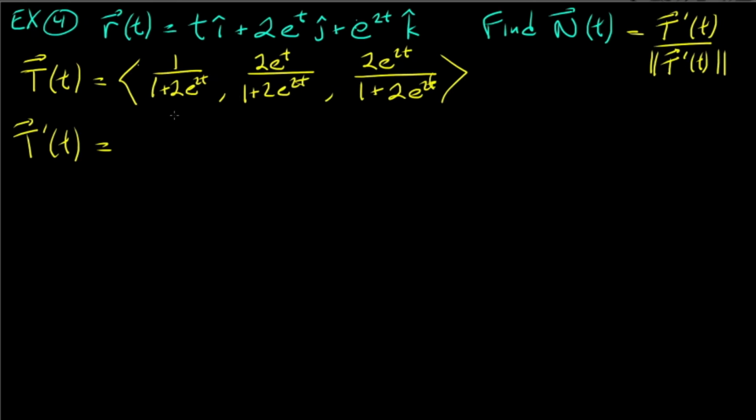Each one of these, of course, is a quotient rule. So you just get the denominator squared. And so this is really just negative 1 over 1 plus 2 e to the 2t squared. No, I'm forgetting the chain rule. I'm forgetting the chain rule. So it's going to be negative 4 e to the 2t.